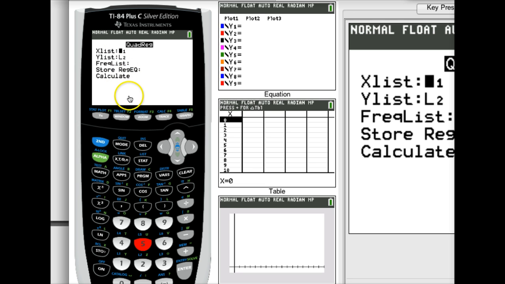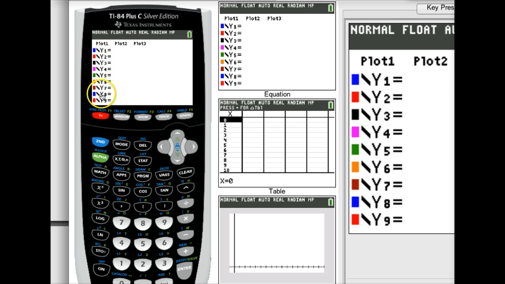Don't just mindlessly do the exact same thing we did in class. Think. If it says X list, make sure you're using the list that you actually want to be your X's, that you're using the list you actually want to be your Y's. So again, I am just going to type into my screen the answer that you get when you perform the regression.